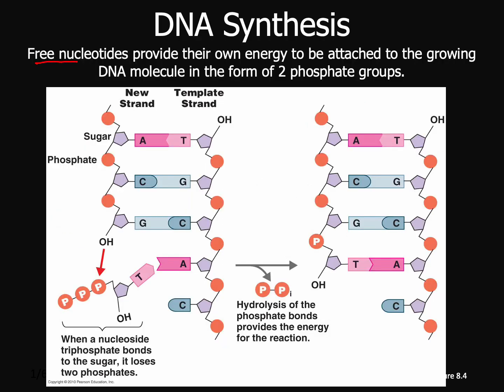So free nucleotides, adenine, thymine, cytosine, and guanine, provide their own energy to be attached to that growing DNA molecule in the form of those 2 phosphate groups. So it loses 2 phosphate groups as it's coming up to be added to the chain, and this provides the energy to make this bond right here with this oxygen on the 3' carbon of the pentose sugar. Because remember, we still have directionality. We have 5' to 3'. They're always being added to the 3' side of that sugar. And then we're losing 2 phosphates, but we're keeping 1, and that is ultimately going to give us this sugar phosphate backbone of DNA and RNA.